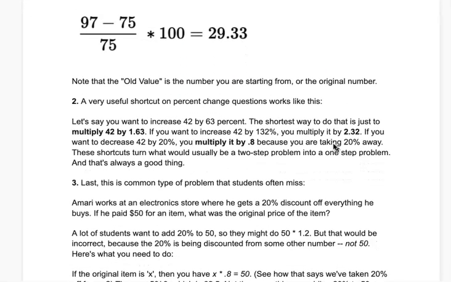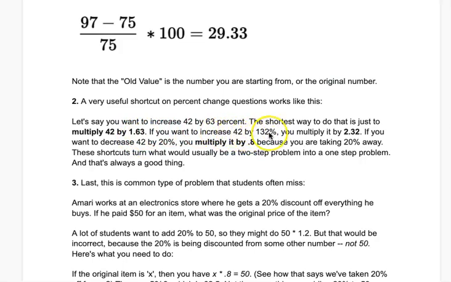The second is how to quickly add or subtract a number by a certain percentage. In other words, how to quickly increase or decrease a number by a certain percentage. Let's say you want to increase 42 by 63%. The shortest way to do that is to multiply 42 by 1.63. If you multiply 42 by 1, you're not increasing it or decreasing it. It's the same. That's why you need the 1 there. If you want to add more to it, it's 1.63. The only part that you're adding is that 0.63, which is 63%.